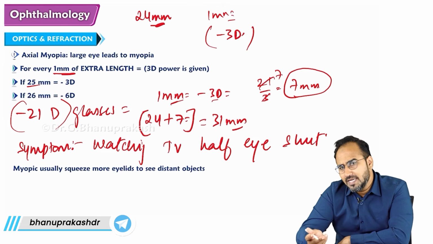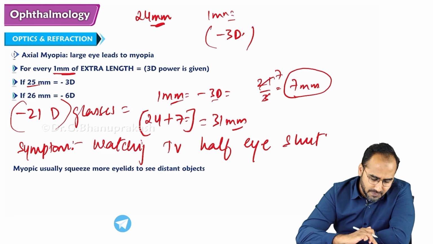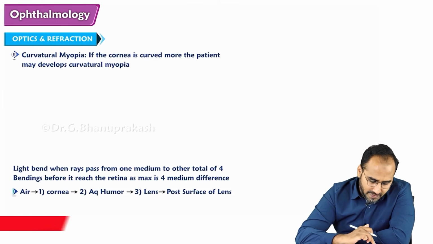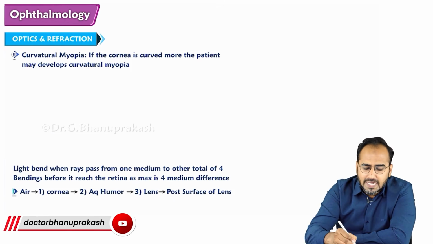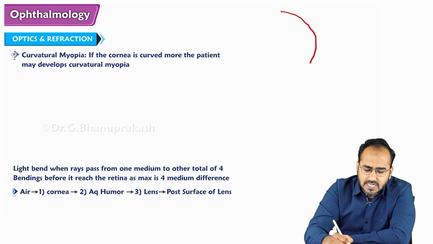Larger eyeball leads to axial myopia. Every 1 mm increase, minus 3 diopters. That is axial myopia. Next is what guys? Curvatural myopia. What is meant by curvatural myopia? Remember guys, our cornea at some places it is spherical and at some places it is curved, right?